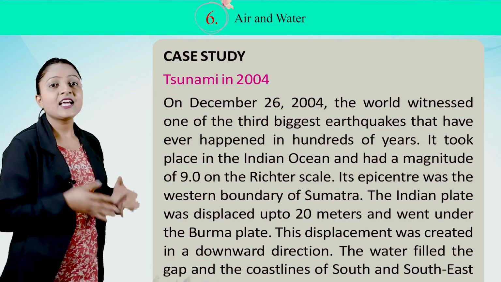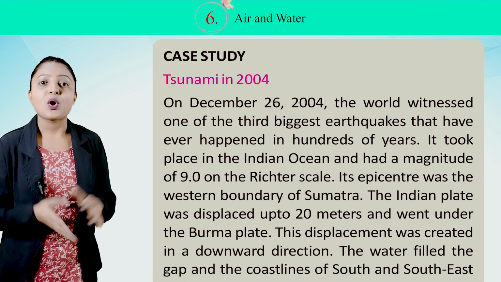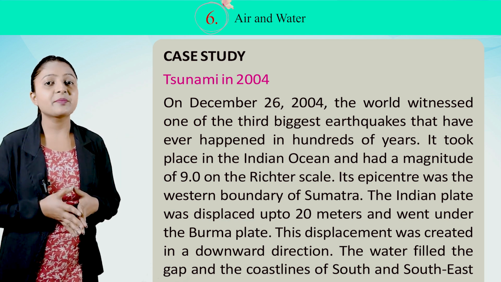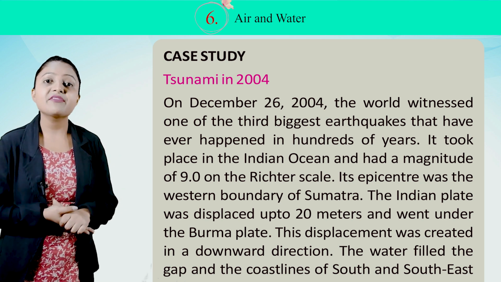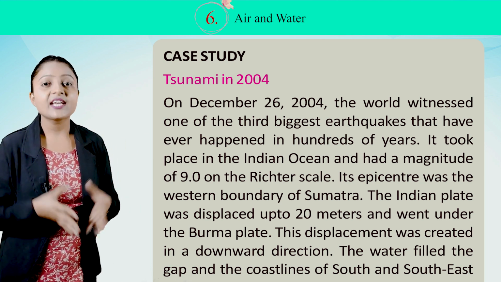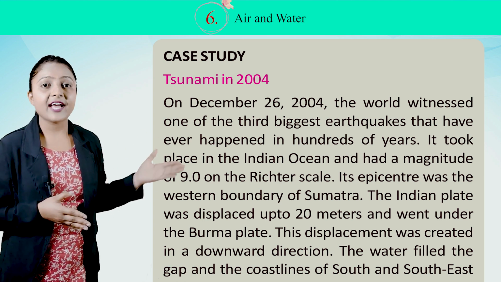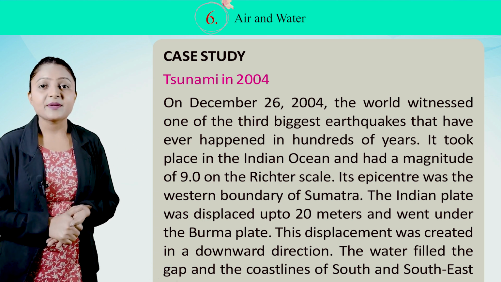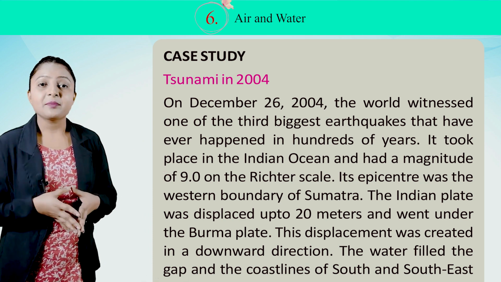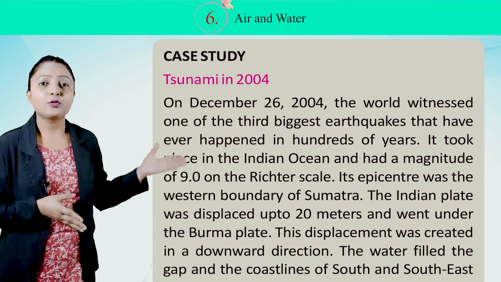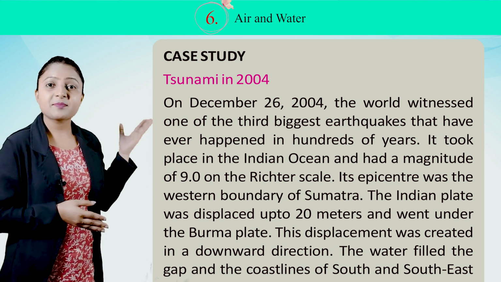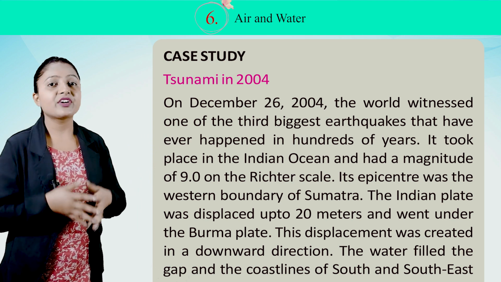Case study: Tsunami in 2004. On December 26, 2004, the world witnessed one of the third biggest earthquakes that have ever happened in hundreds of years. It took place in the Indian Ocean and had a magnitude of 9 on the Richter scale. Its epicenter was the western boundary of Sumatra. The Indian plate was displaced up to 20 meters and went under the Burma plate.